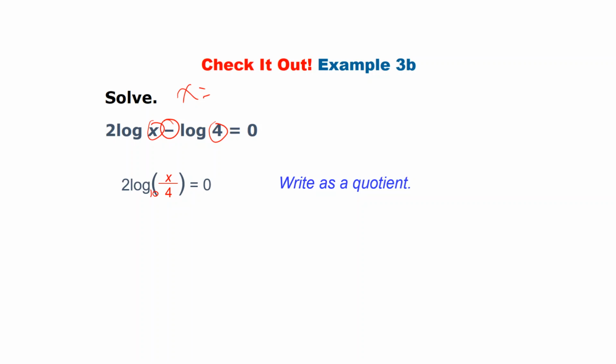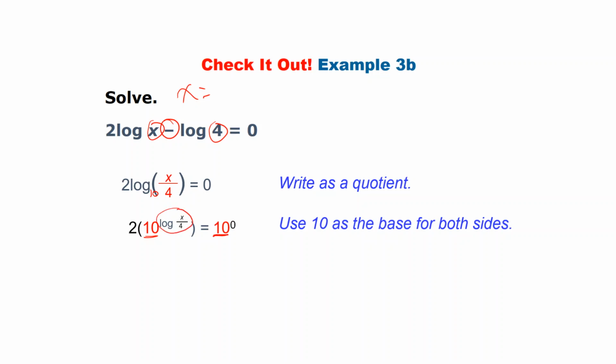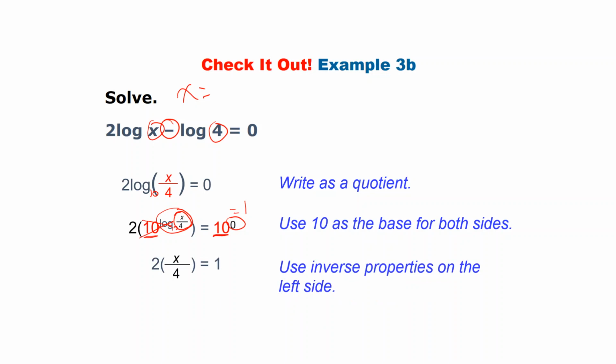So if I say 2 times, I'm going to go ahead and write it out here for you, 10, and use that 10 as my new base, and just have these as my exponents, I can set these next to each other. And notice if this is a 10 and this is a 10, these will go away, and I just end up with x over 4 equals 10 to the 0 power. Remember, 10 to the 0 power is just equal to 1. So when you use your inverse properties, we end up with 2 times x over 4 equals 1.